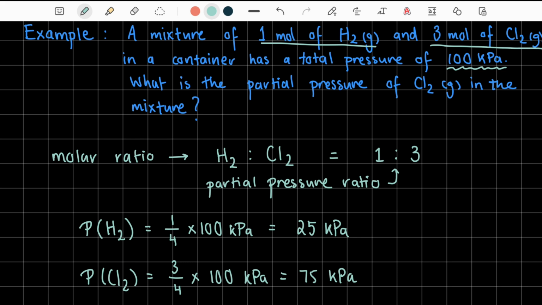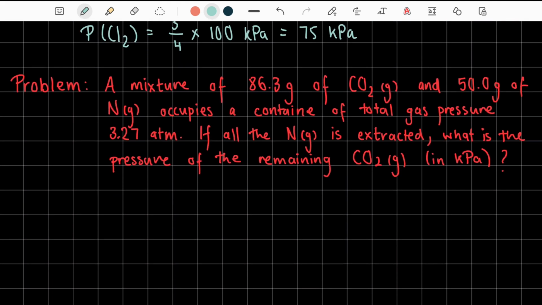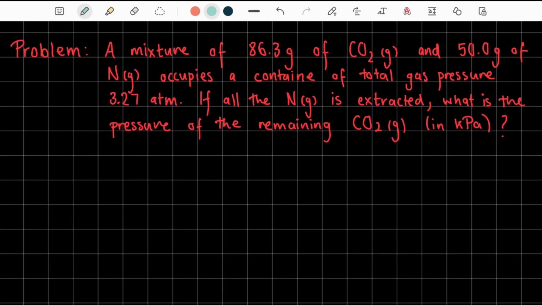All right, so that is how you use the second rule. Now, let's look at a more common problem that you will come across in VCE. So this problem here expects you to use your knowledge of various gas laws and partial pressures in order to solve it. Okay, this might be a 2 or 3 mark question. So let's have a go at answering this.